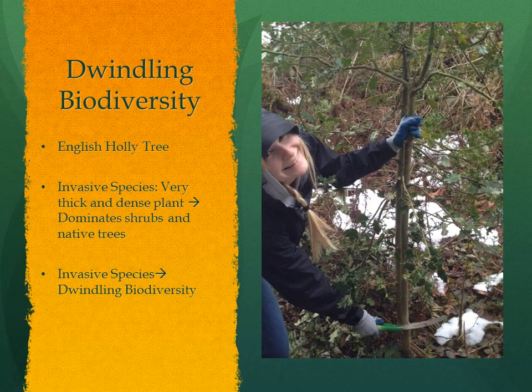English holly is considered an invasive species because it is so thick and dense that it dominates tall shrub layers and suppresses the growth of the native trees. This was very visible when we were cutting it down, as we found strands of branches of holly that had spread from the tree and were growing on top of other plants. We could see the density and thickness of the holly leaves suppressing the plants they were growing on top of.